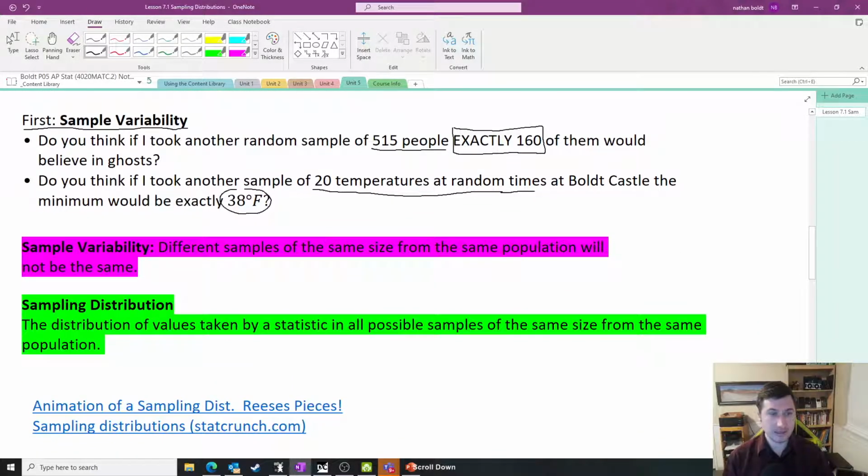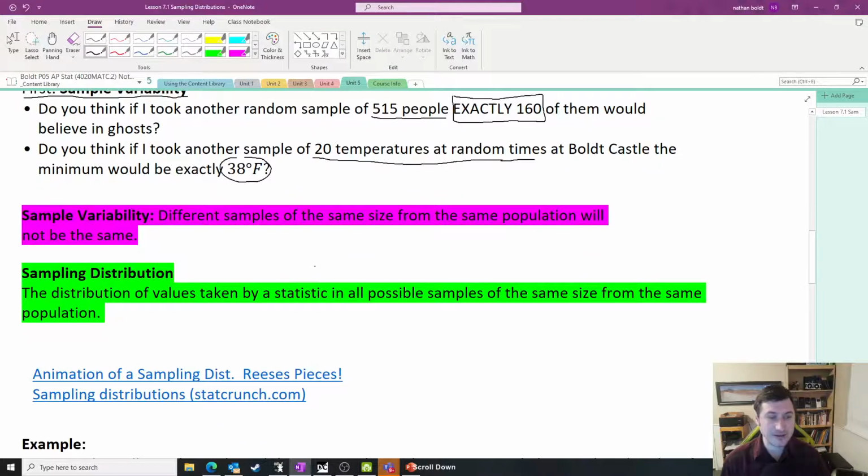Okay? So I've got the definition here. Different samples of the same size from the same population will not be exactly the same. I'm hoping that kind of makes sense. If you take another sample, it'll be a little bit different. Similar, I hope, but a little bit different. And because they all have a little bit of variability to them, that's where we get the sampling distribution.